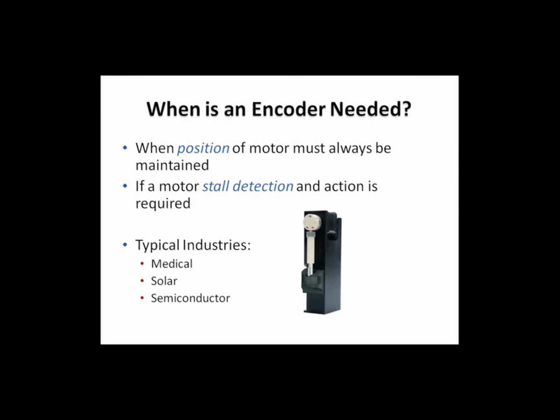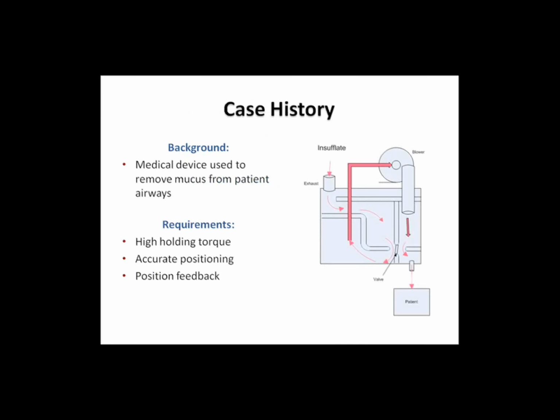Other examples are in solar and semiconductor. If there's a 90-mile-an-hour wind that's coming for it, but you only designed for an 80-mile-an-hour wind, then you definitely need an encoder to help you correct or help the system understand this is beyond the design point, and we need to make a correction or a reset or do some other action. Okay, and that's when you need an encoder.